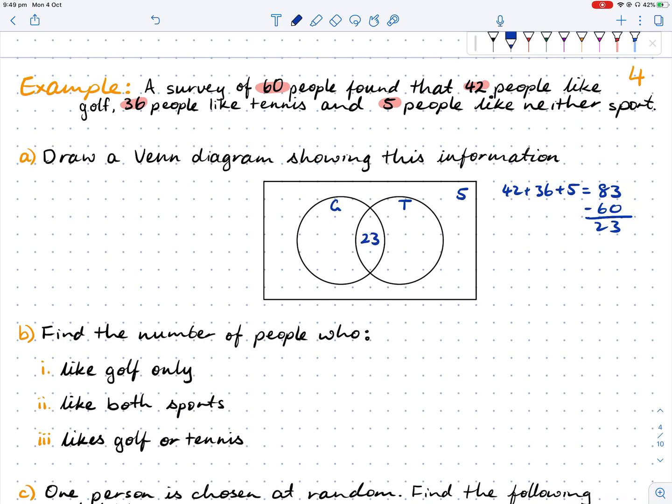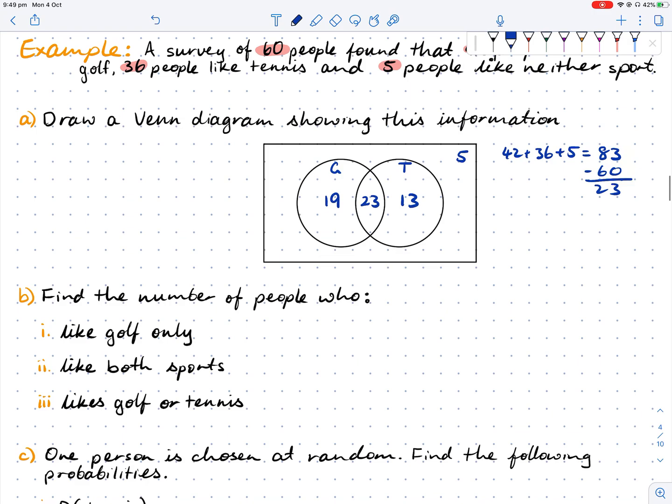Now we know in the golf section, we've got 42 people altogether. So if 23 of the people are here, then the number left over is going to be 19. Likewise, if I'm looking at the tennis, we know there's 36 people altogether, the 23 plus this number. So the number of people who only like tennis is going to be 13. So to work out your overlap, you're looking at how many people have been double counted.